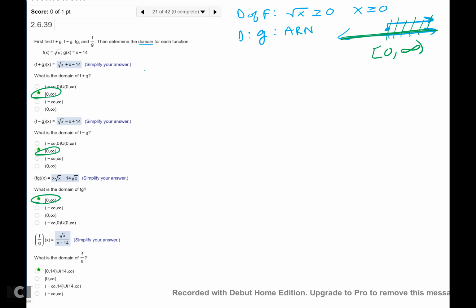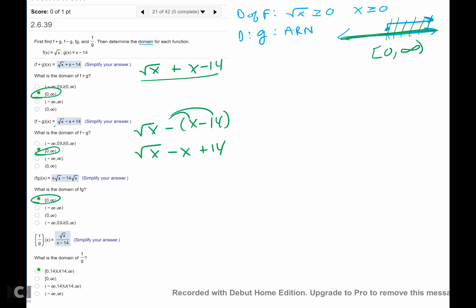Alright, so to find f plus g, you take the f function plus the g function. I can't combine any like terms, so that's it. To do subtraction, you would do the f function minus the g function. You're going to have to distribute that negative, which gives you the square root of x minus x plus 14. Times, you're going to take the square root of x times x minus 14. If I distribute, I get x times the square root of x minus 14 times the square root of x. There's your multiplication, same domain. To do your division, you're going to take your f function, and put it over your g function, and I can't simplify. So that's my division, but now we have a denominator on top of this.